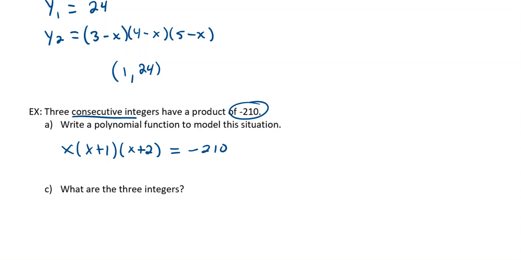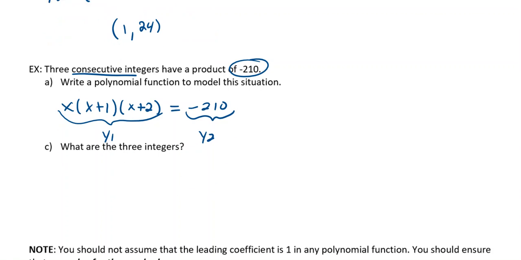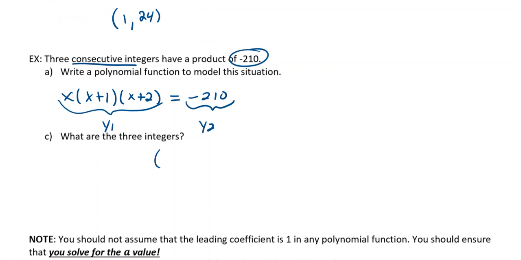Okay, and if we were going to solve this, really all we have to do here, doing it the easy way, we'd graph this as y1 or y2, and we graph this one, and the answer would be where they cross, right? The x value where they cross. So if you do that, we get an intersection of negative 7 comma negative 210. So then our integers would just be negative 7, right? That's what our x value was.